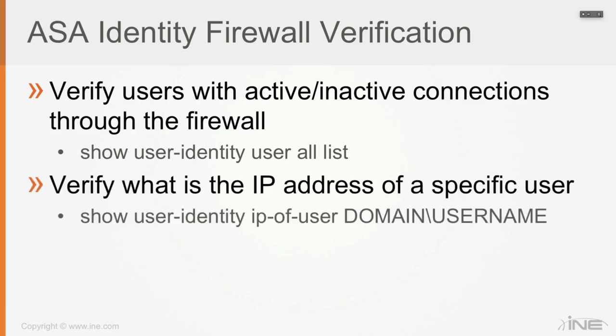You can of course also verify what is the IP address of a specific user, like you can verify the IP to user mappings with the command show user-identity ip-of-user followed by domain/username. So you're going to say show me the user-identity, what is the IP of user, and then you say the domain name, like inlab.local/username, like Christian.